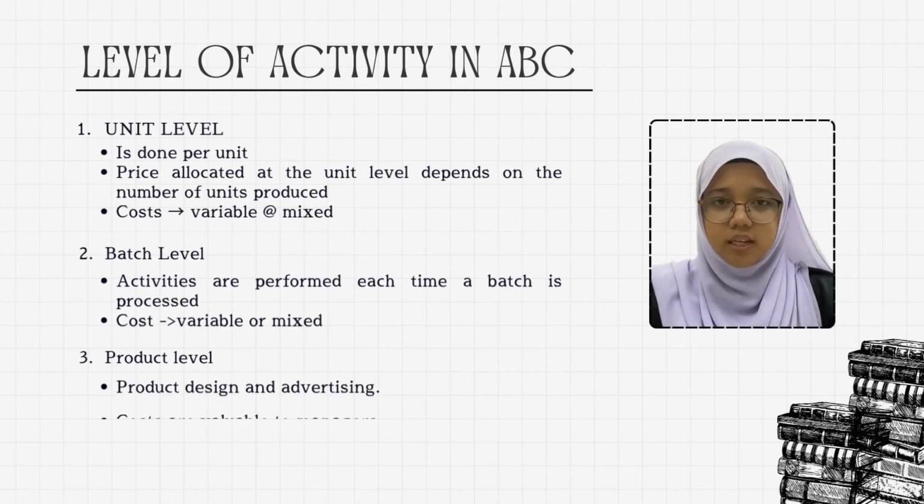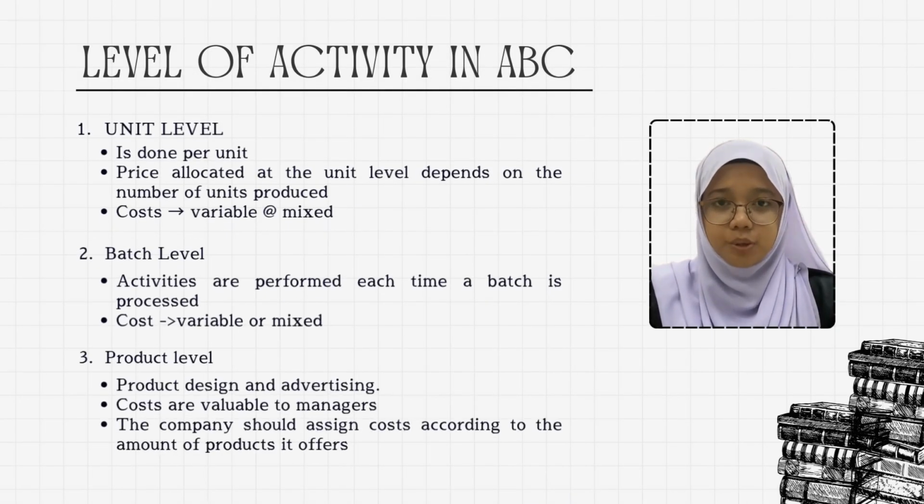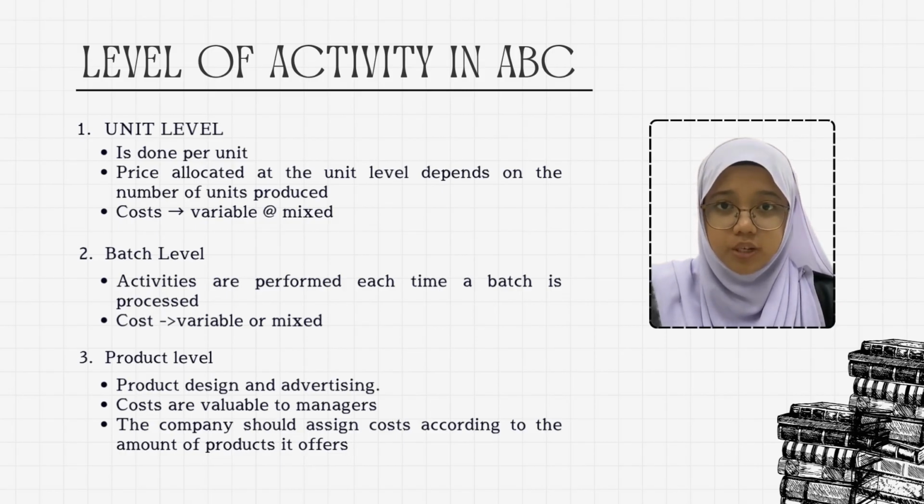Now that we understand how ABC works and why it is important, let's take a closer look at one of its core components, which is the levels of activity. There are five levels of activity, and they help ABC break down costs more accurately. The first one is the unit level, which is done per unit. The costs allocated at this level depend on the number of units produced. These costs are typically variable or mixed, which is variable plus fixed costs.